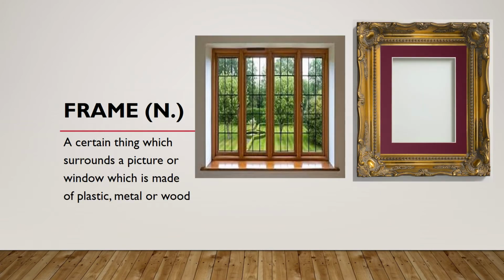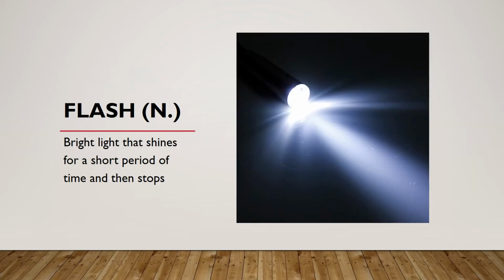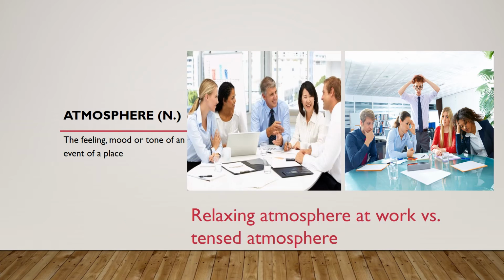Frame. Frame is a noun which means a certain thing which surrounds a picture or window which is made of plastic, metal, or wood. Frame. Flash. Flash is a noun which means bright light that shines for a short period of time and then stops. Flash.